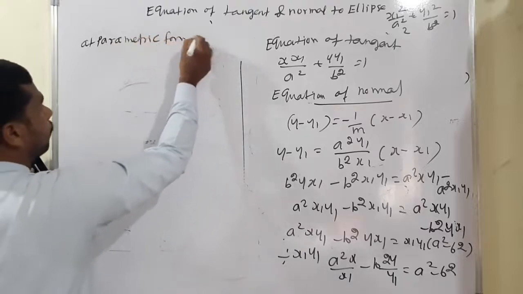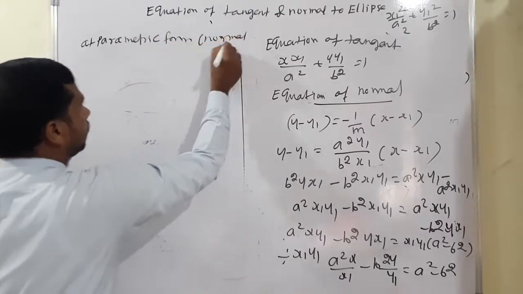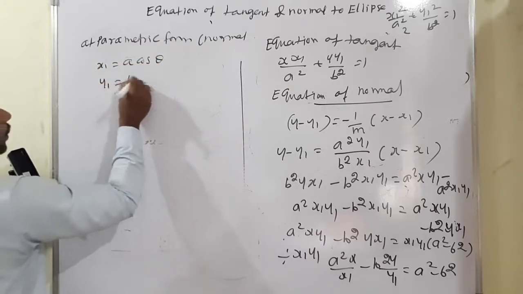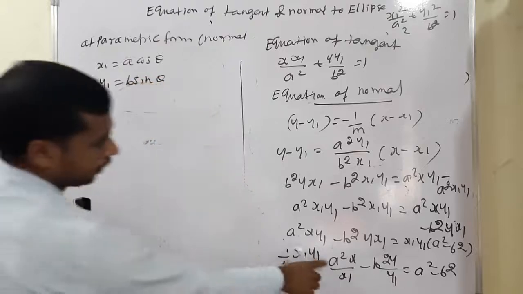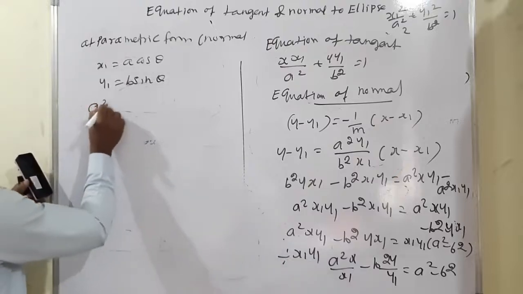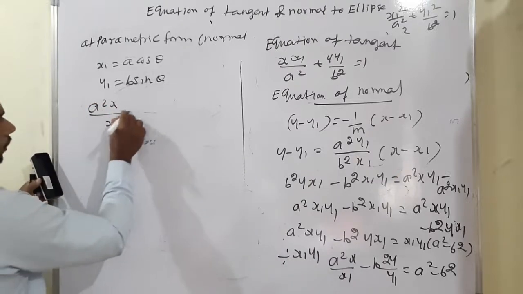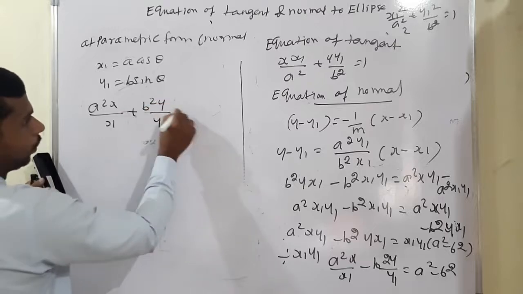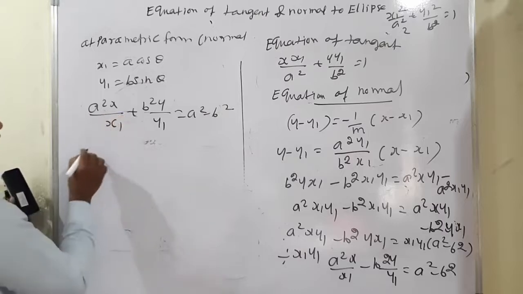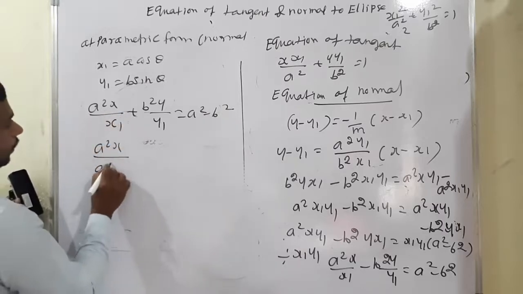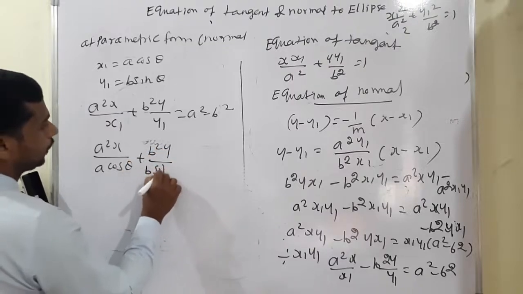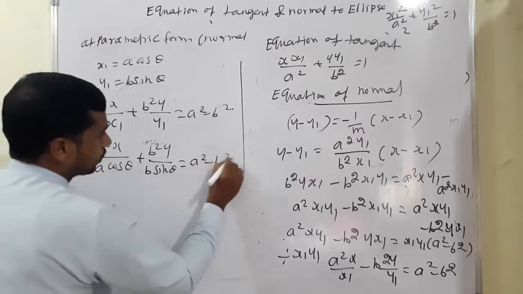So at parametric form in normal condition, x1 is equal to a cos theta, then y1 is equal to b sin theta. This is considered for x1. The condition a square x by x1 plus b square y by y1 is equal to a square minus b square. Instead of x1, this is x1. Therefore, a square x divided by a cos theta plus b square y by b sin theta is equal to a square minus b square.